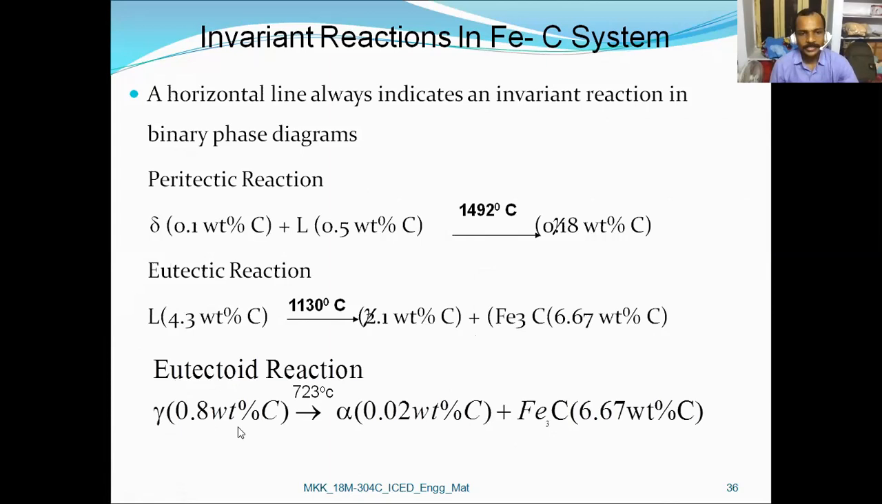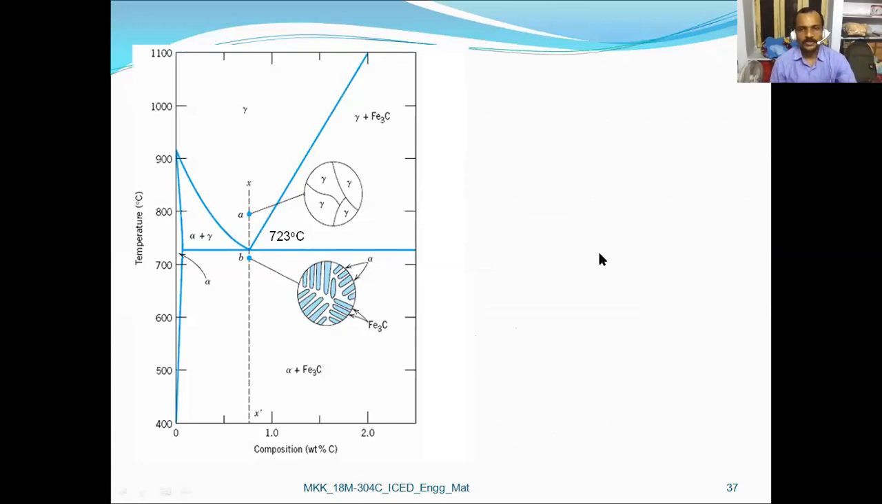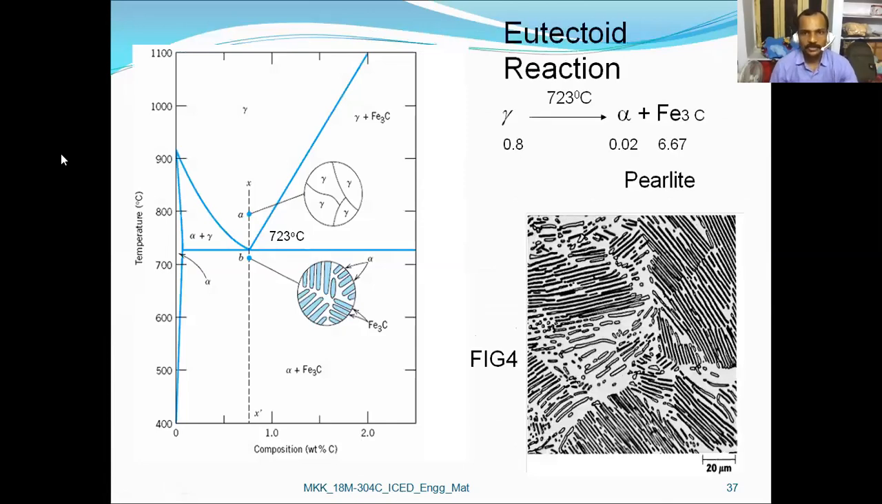So gamma 0.8 percentage of carbon gives alpha 0.02 percentage of carbon plus Fe3C 6.67 percentage of carbon. So here let us have the eutectoid reaction. Gamma 0.8 percentage gives alpha plus Fe3C, 0.8 gives 0.02 and 6.67, which is given by perlite, and this is the structure.